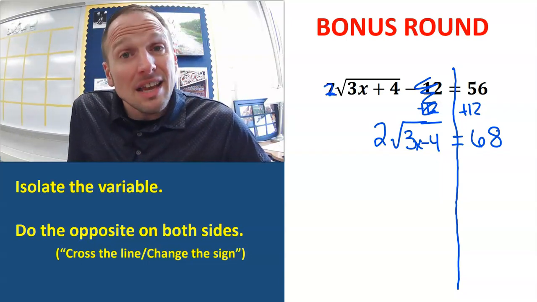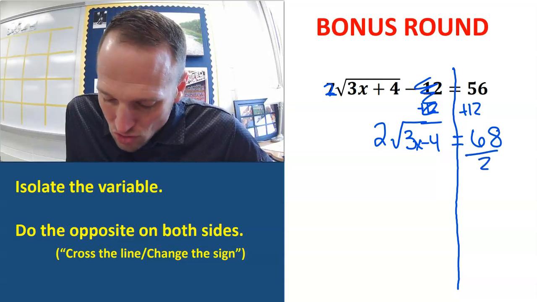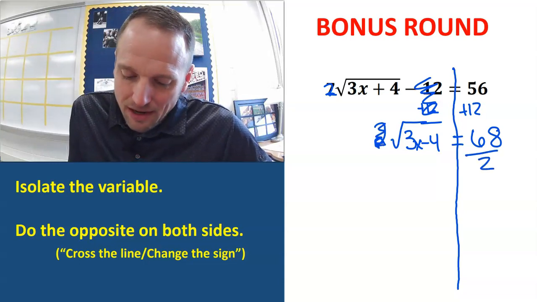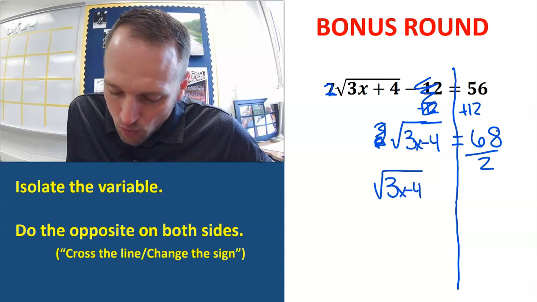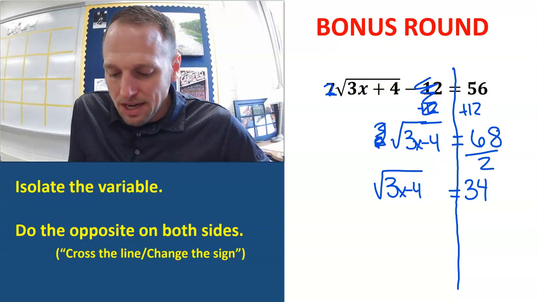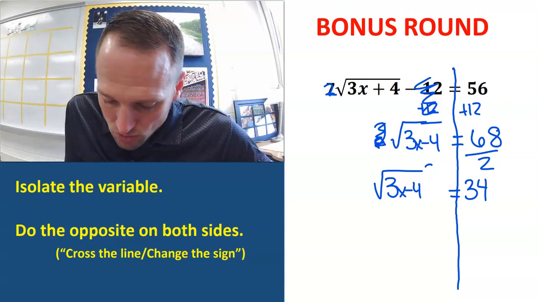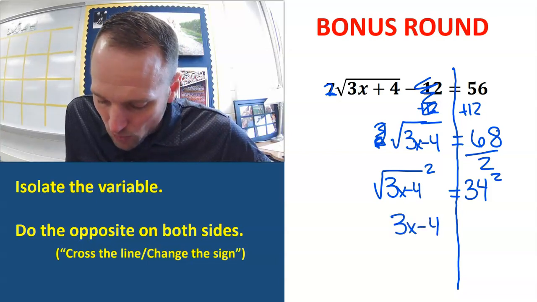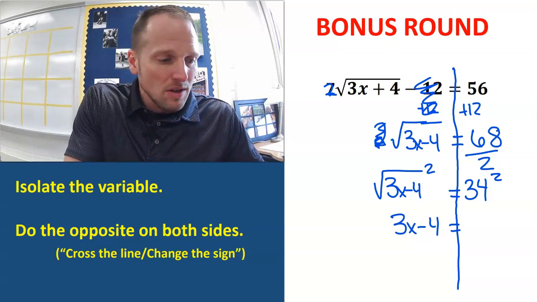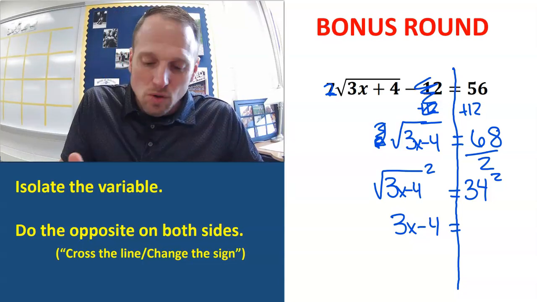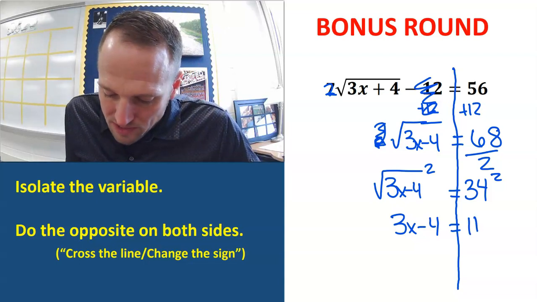So now let's take that 2 and divide the 2 to the other side. So now I've got the square root of 3x minus 4 is equal to 34. Okay, now everything's being square rooted, so now we can square both sides. 3x minus 4 equals, I have no idea what that one is. 34 squared is 1,156.